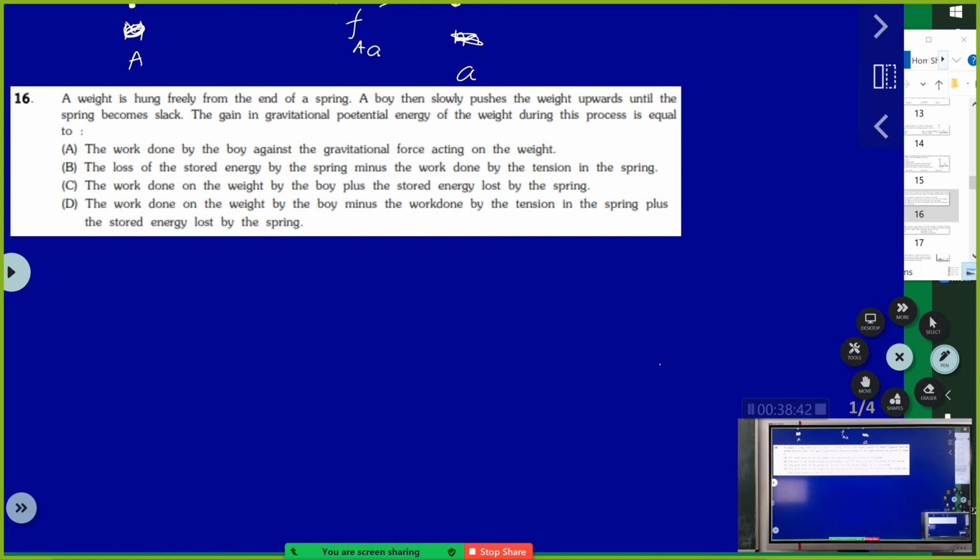Draw the free body diagram. Spring this. Yes. And then examine very carefully, and use some logic also.